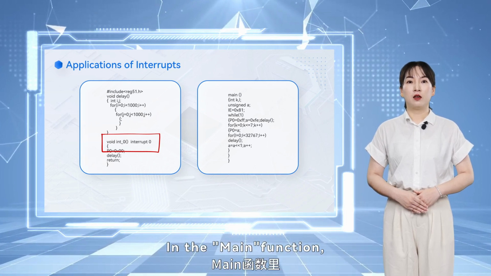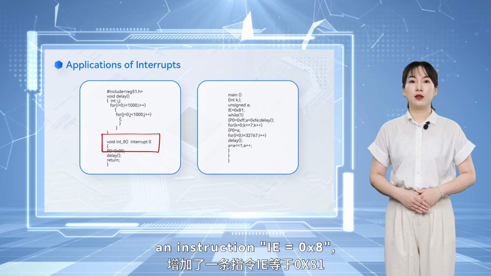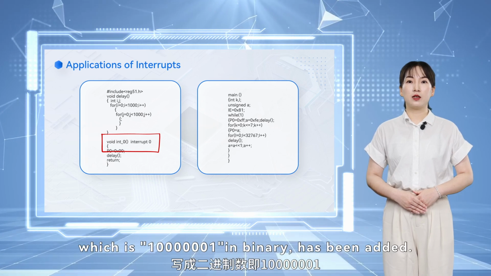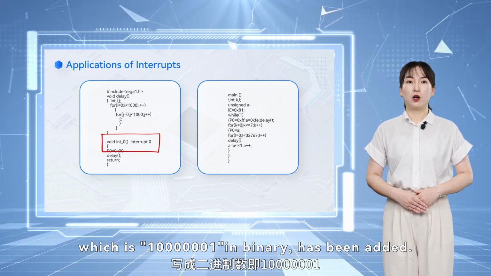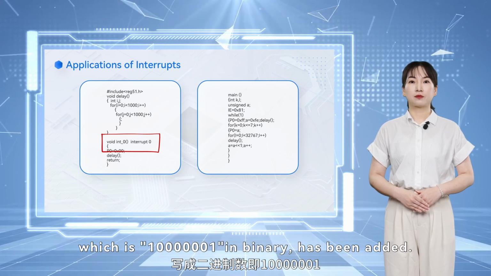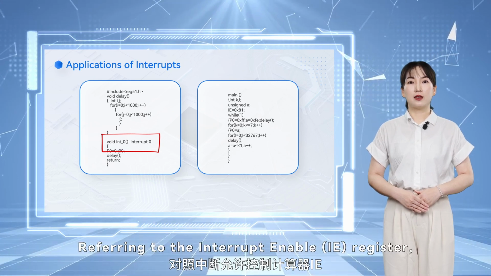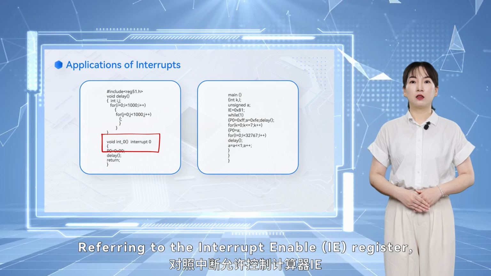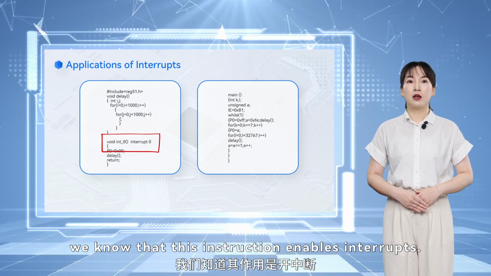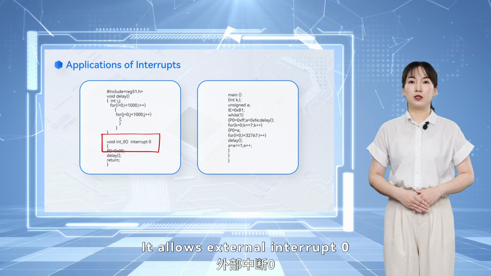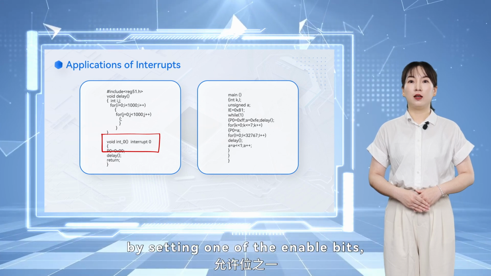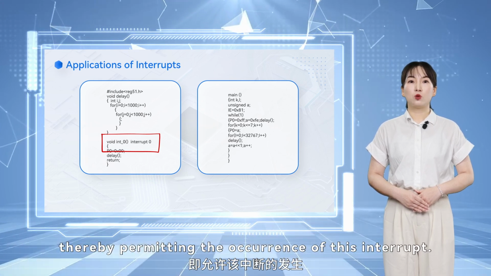In the main function, an instruction, IE equals 0x81, which is 10000001 in binary, has been added. Referring to the interrupt enable register IE, we know that this instruction enables interrupts. It allows external interrupt 0 by setting one of the enable bits, thereby permitting the occurrence of this interrupt.